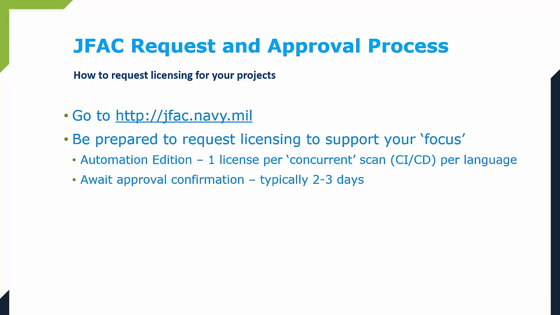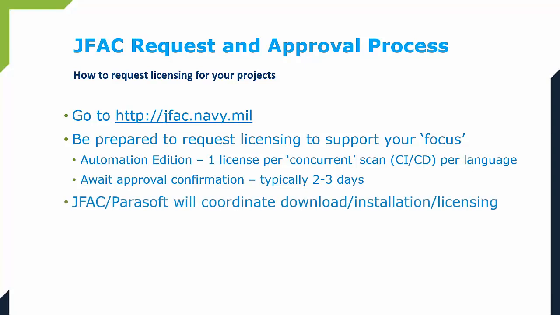The idea is to at least request a license for each of the languages you're supporting. We can start there. And upon discussions with you, if you're doing multiple builds concurrently, then you may need multiple licenses for a particular language. But don't worry about that right now. If you're doing Java, then ask for JTest. If you're doing C++, then ask for C++test, and just get the wheels turning. The approval process, the confirmation, is typically just a couple of days, sometimes even shorter. And then what happens after that is that JFAC and Parasoft will coordinate with you the download, installation, and licensing of the software.